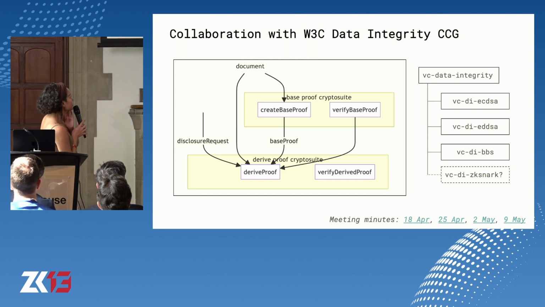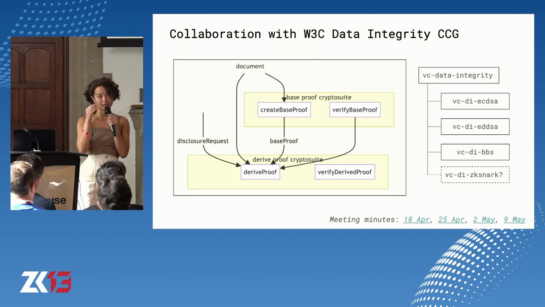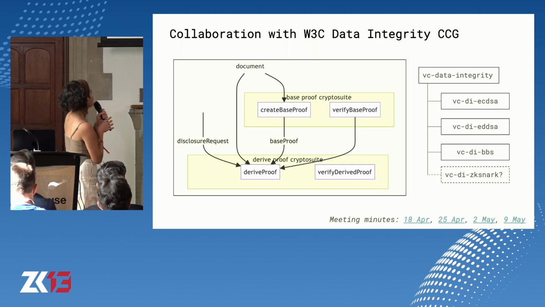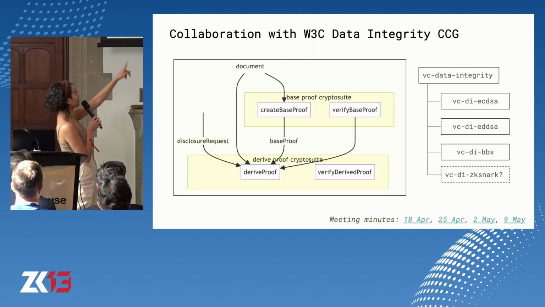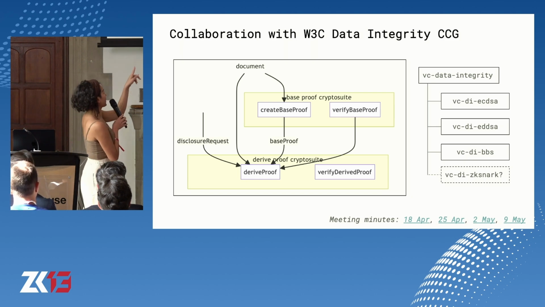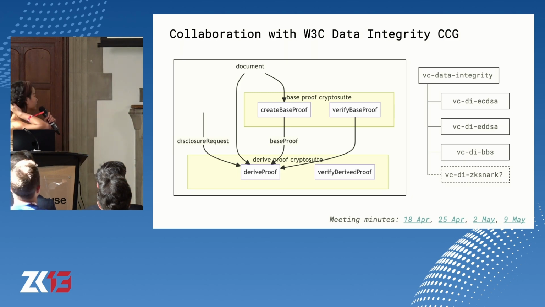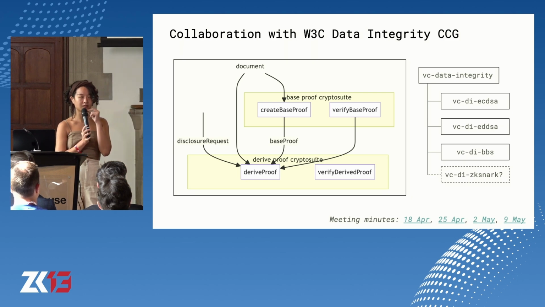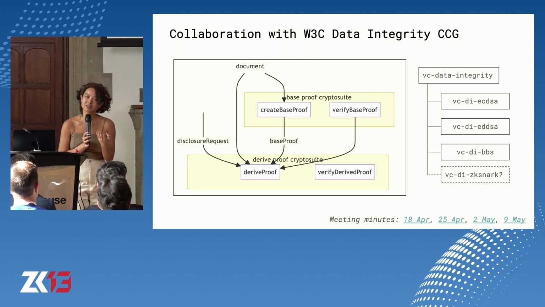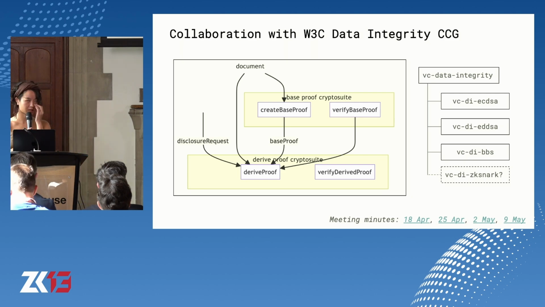The idea here is if you replace the base proof with, say, an ECDSA signature, you can verify that ECDSA signature within your ZK SNARK and present a derived proof to the verifier. I think how they're using this right now is in the context of BBS proofs, whereby the base proof is a BBS signature and the derived proof is a BBS proof that selectively discloses a few of the messages.